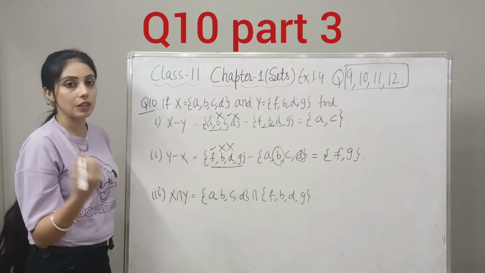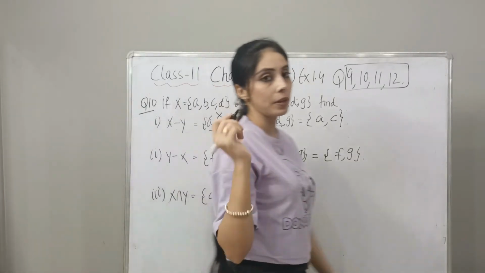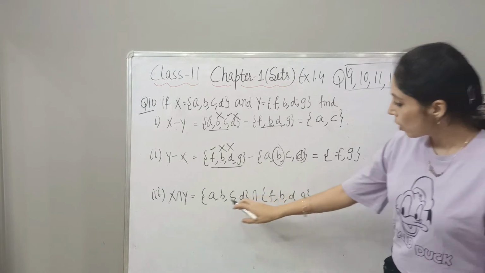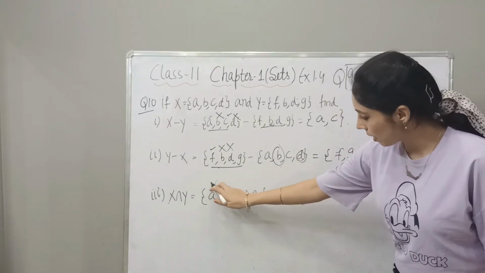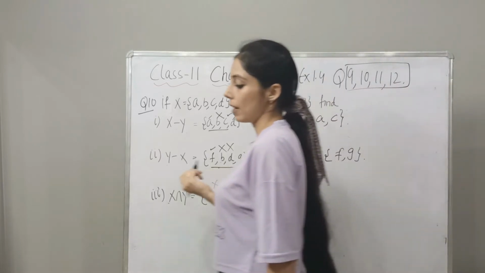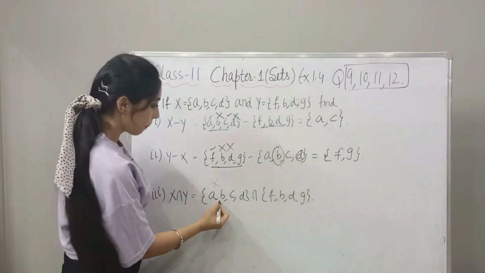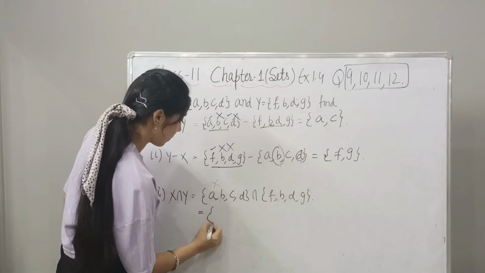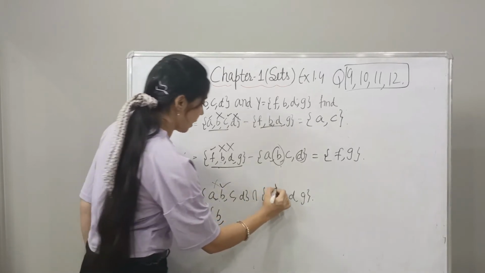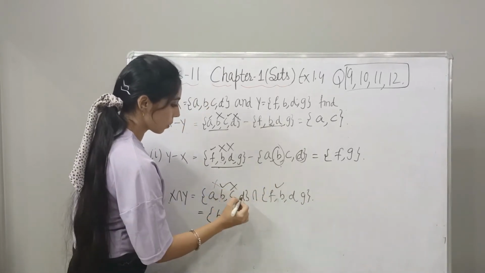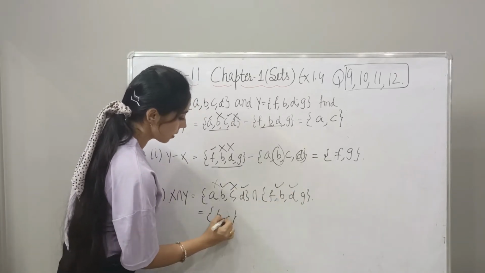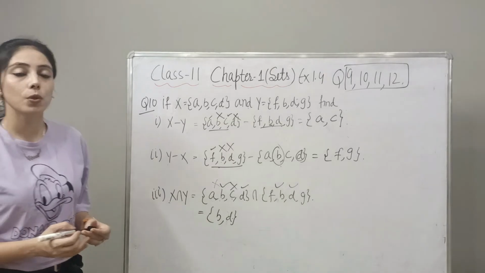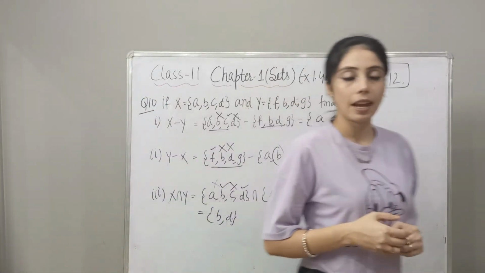What about the intersection? Intersection contains those elements which are in both the sets. Okay, so let's check. A is in the first set but not in the second, so A is excluded. B is in both the sets, so we will write it. C excluded, D we will write because D is in both the sets. So x intersection y will be B and D.